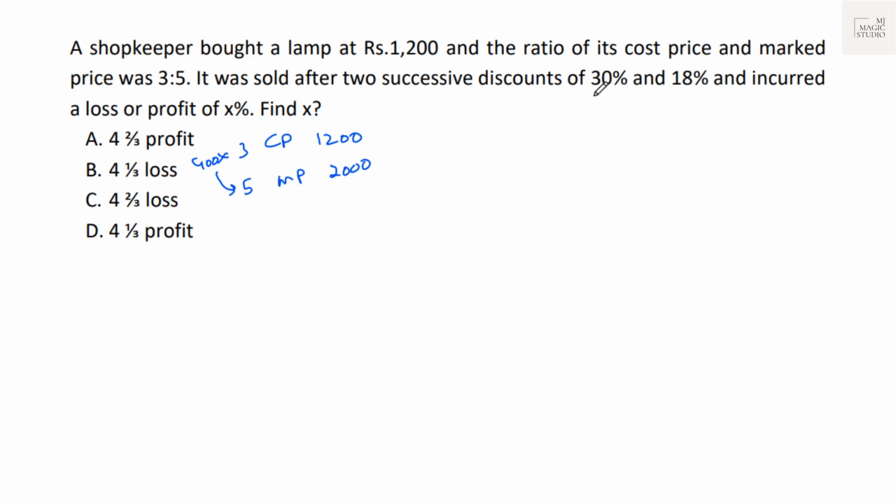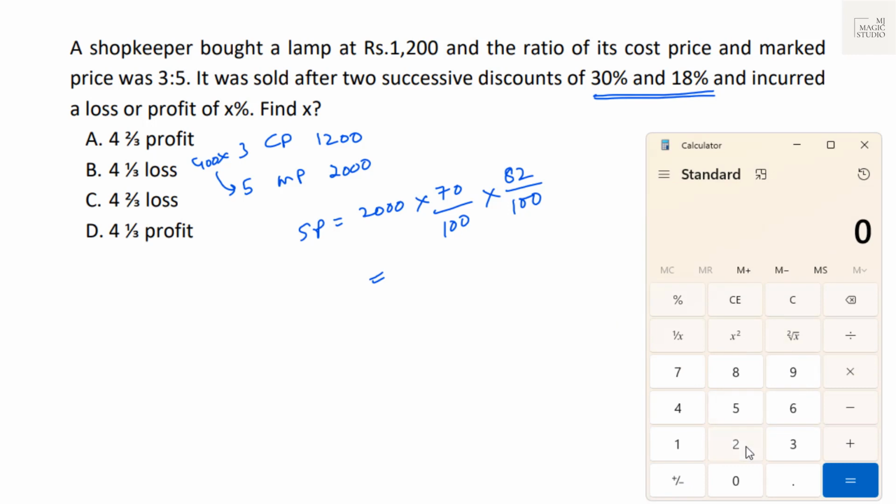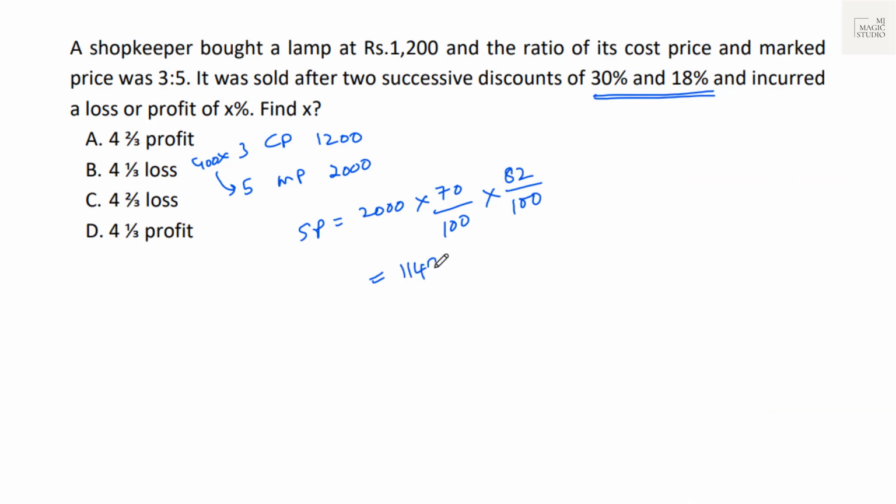It was sold after two successive discounts of 30 and 18%. That means selling price is 2000, mark price, into first discount is 30%, that means recovery of 70%, into second discount is 18%, recovery of 82%. You can solve this and find the value of selling price. 2000 into 0.7 into 0.82. Selling price is 1148.